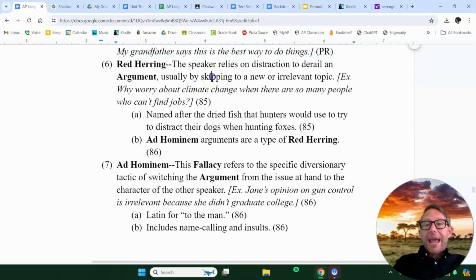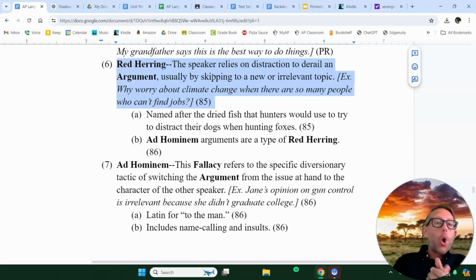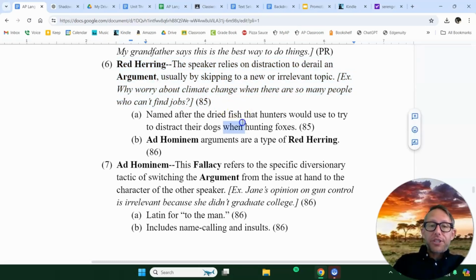Okay, we've got the red herring, a famous and important one that you always need to be on the watch for whenever you're watching political arguments of any sort. The speaker relies on distraction to derail an argument, usually by skipping to a new or irrelevant topic. So I'm going to skip down here for a second before we get to the example. It's named after a dried fish that hunters would use to try to distract their dogs when hunting foxes. They knew that their dog was prepared to go out and hunt the foxes if they weren't distracted by this red fish being dangled in front of their faces, okay? So the question is, are you going to be distracted by the red fish or are you not?